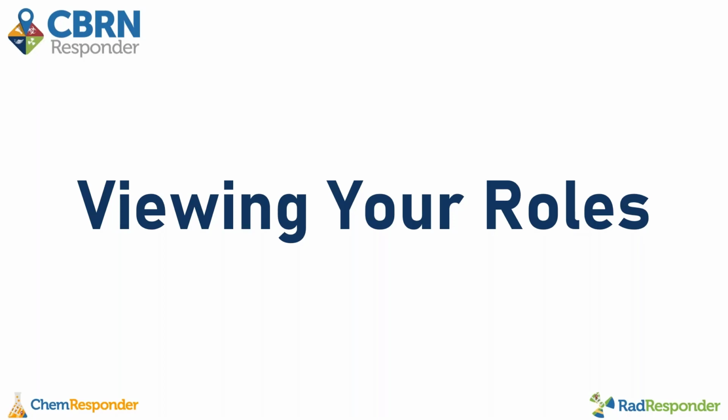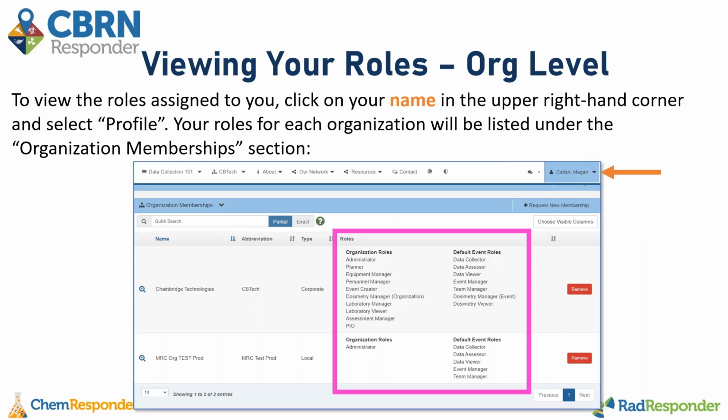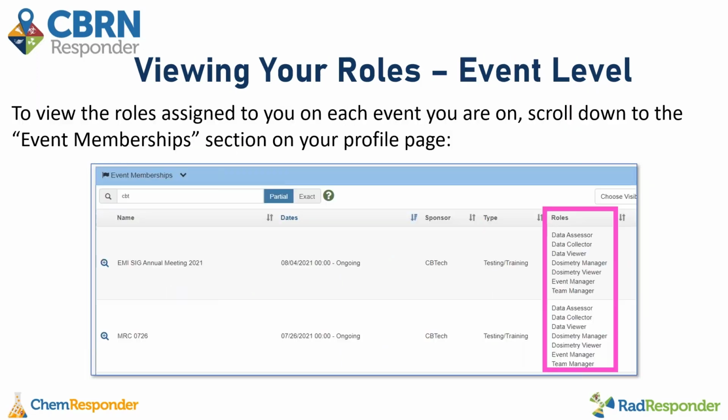Once you are logged into CBRNResponder, you should see your name in the upper right corner, and click that and a drop down will open that you can select profile. If you scroll down, you will see an organization membership section, and this will show you the organizations you belong to, as well as your roles and default event roles for that organization.